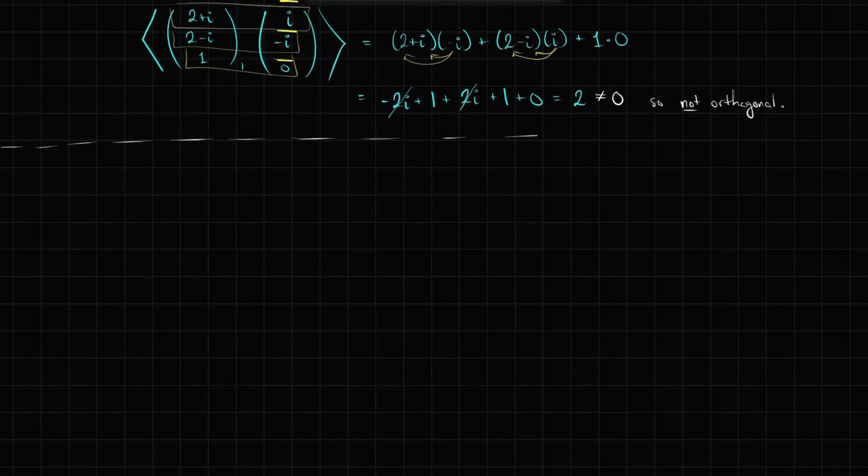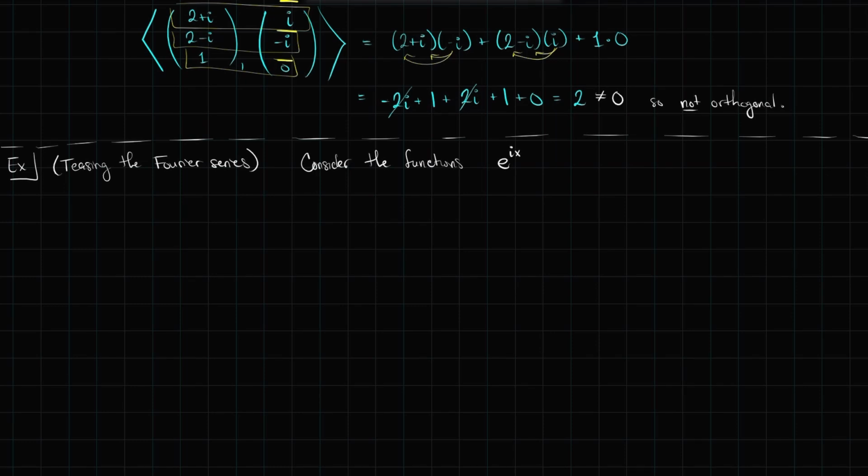The next question of orthogonality is going to be with some functions. It's going to set us up for teasing the Fourier series. So this will be maybe a little complicated for you. Consider the functions e to the i times x and e to the 2i times x. And those are definitely the imaginary numbers in the exponential, on the domain 0 to pi. Are these functions orthogonal?